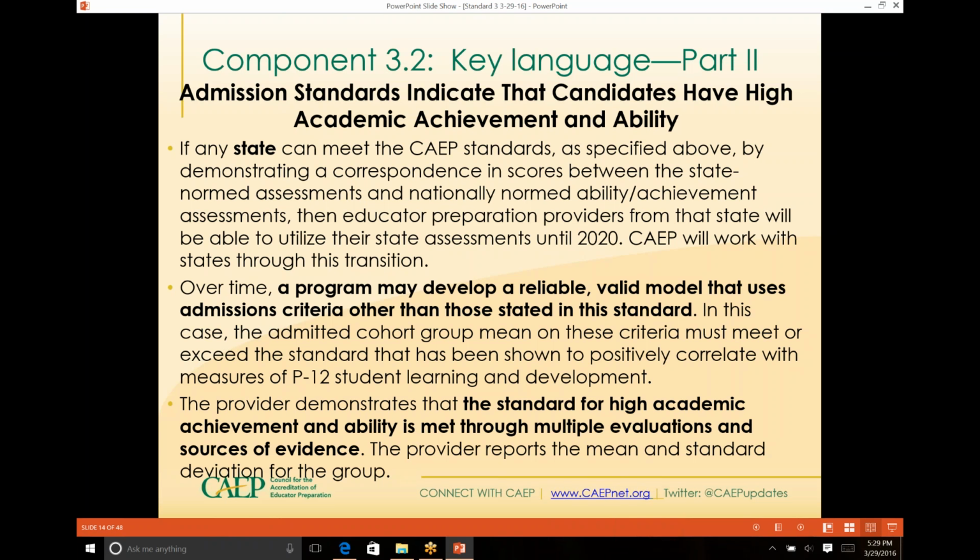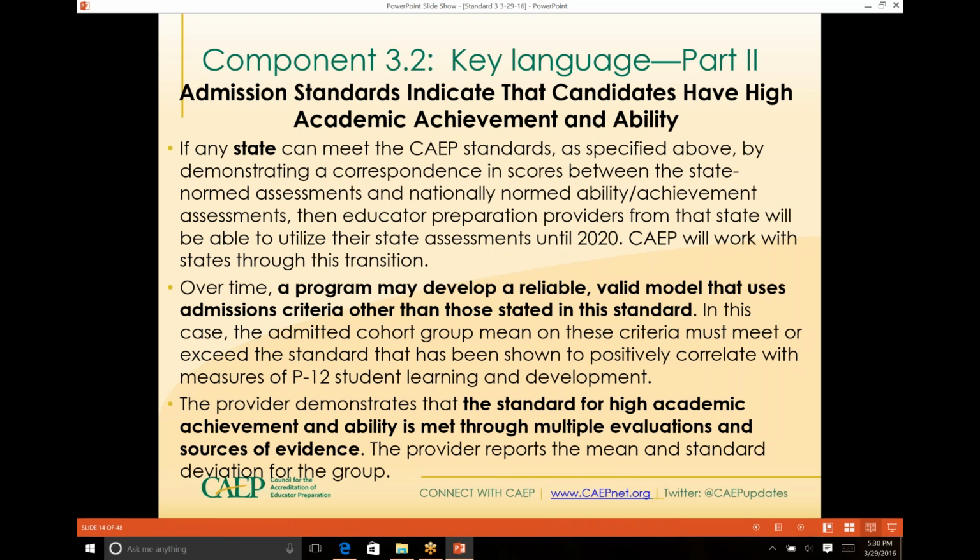So component 3.2 goes on to talk about a couple of variations in how to address this standard that are acceptable to CAEP. And one is that California, among other states, has specified a particular admissions ability achievement test of their own devising. And so what CAEP is saying is if this is true in your state, then what they're looking for is a correspondence between those state admission tests and nationally normed tests. And CAEP's going to work with the states through this.